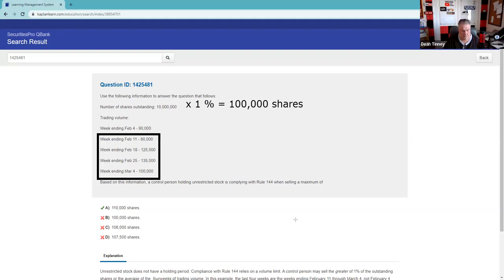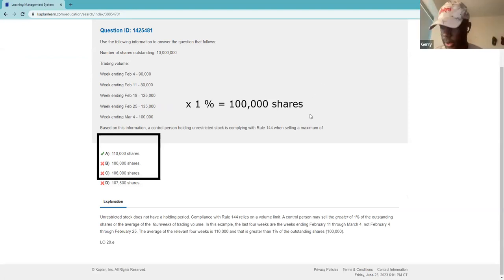It's the average of the last 4 weeks trading volume. Here it says the following trading volume. Based on this information, the control person, there it is. When we add up the last 4 weeks trading volume and divide, that's 110. And as we said, you can do whichever is greater. So 110. Okay, that makes sense.